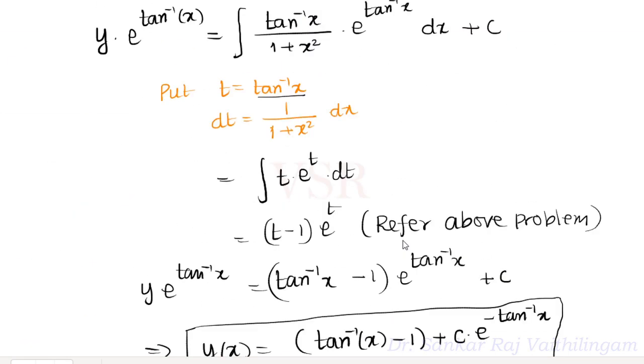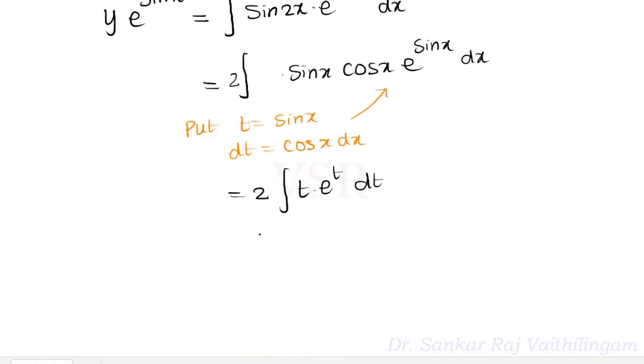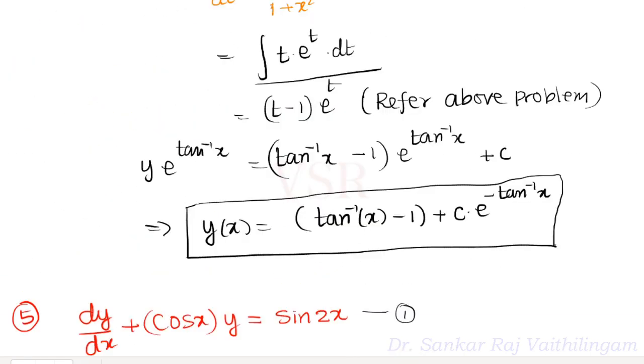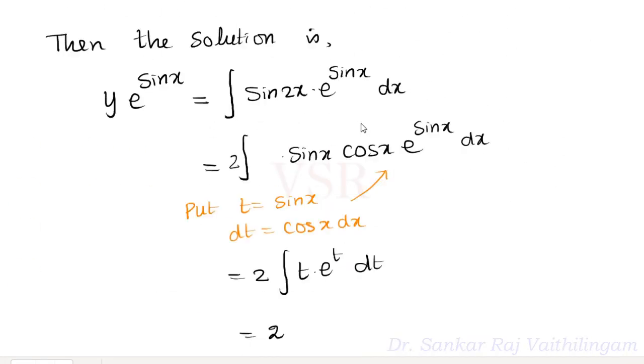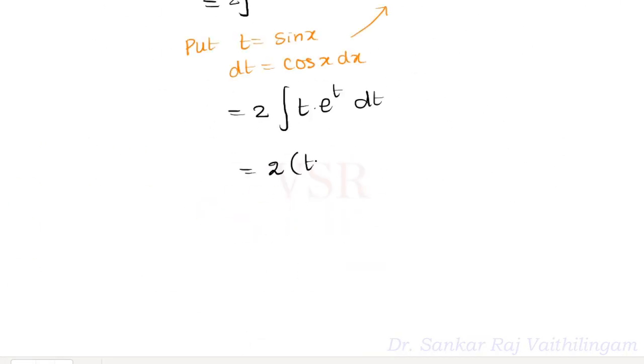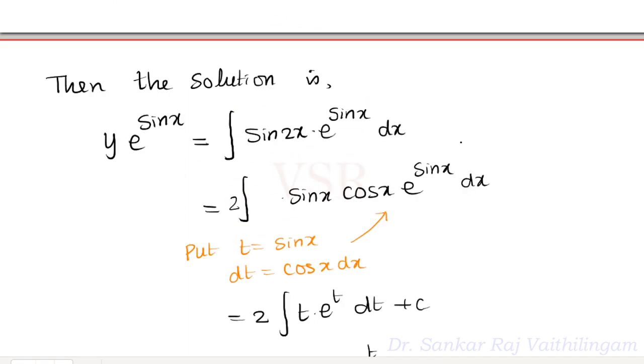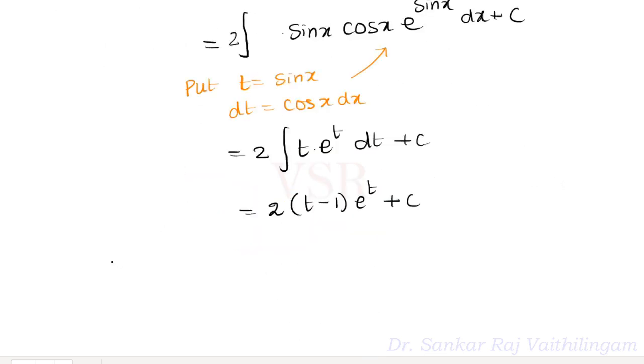We did the same in the previous problem, t e to the power t dt, it comes out the same way. So this is equal to 2 times, and what was the solution for this? We have t minus 1 into e to the power t. Of course, plus c, the constant should always be kept here. So this implies that, now in place of t we should put sin x. So 2 into sin x minus 1 e to the power sin x plus c.